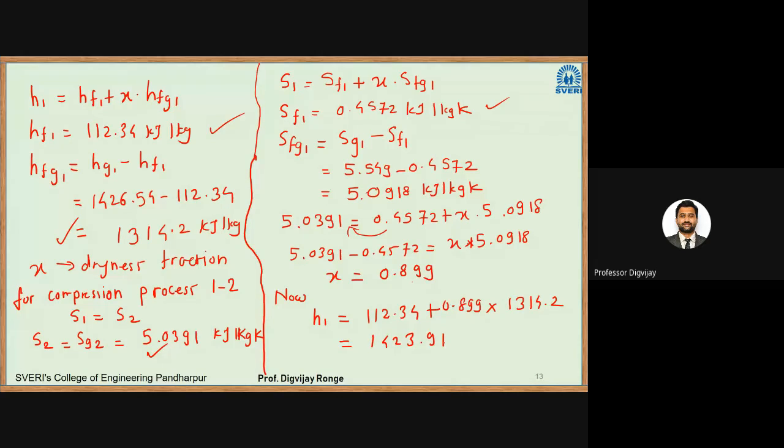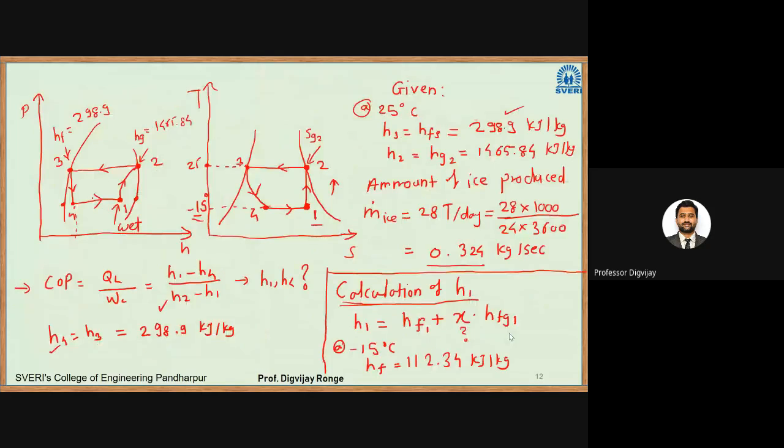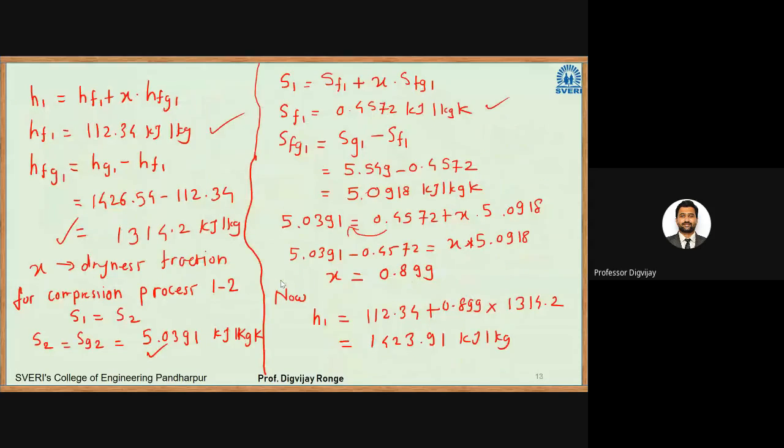Okay, so this answer will be 1423.91 kilojoule per kg. So see where we are now. We have to calculate the COP of the refrigerator. First H2 was known, then we calculated H4, then the unknown was H1. That also we have calculated. So now we have to put the values in this formula and calculate the COP. COP will be equal to, I'll write again.